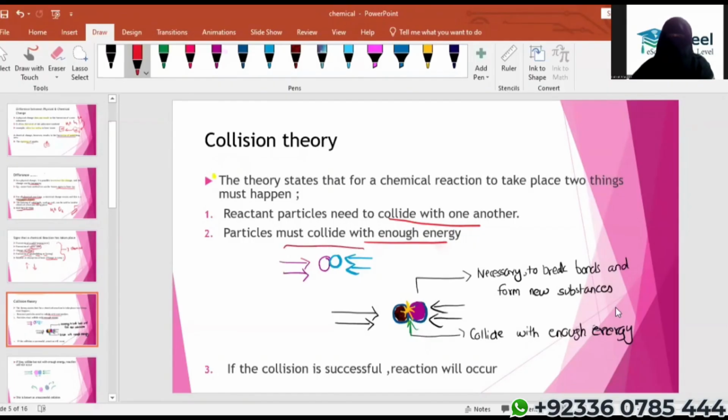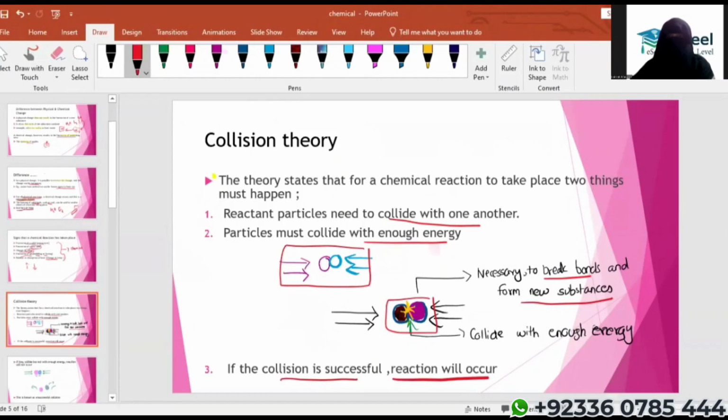As you can see here, these two particles are colliding with one another. If they collide with enough energy, they will allow the bonds to break and form a new substance. If they collide with enough energy, we call that the collision is successful and the reaction will take place.